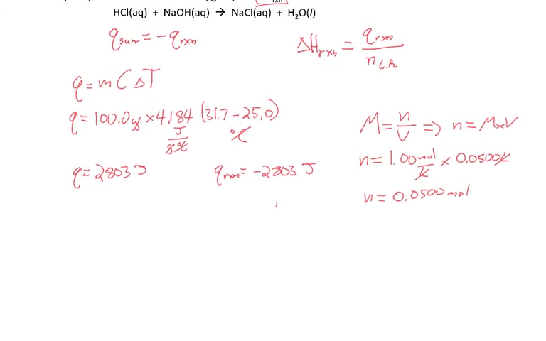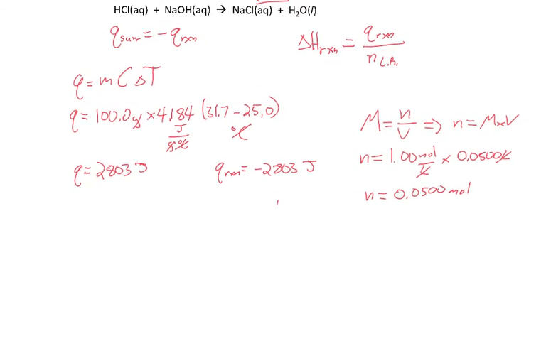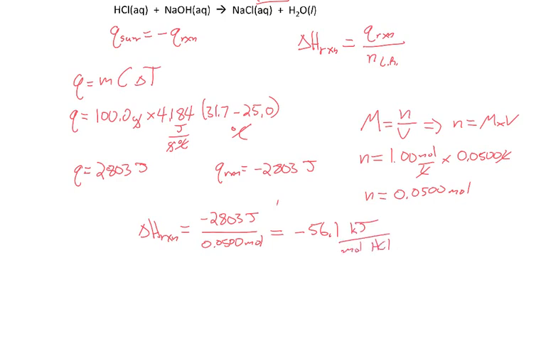So let me scroll up here a bit. So now my delta H for the reaction is going to be minus 2803 joules divided by 0.0500 moles. So that comes out to be negative 56.1 kilojoules per mole, and this is really per mole of HCl. So I actually disagree with how the book does the units here, but I'm going to follow their convention for consistency.